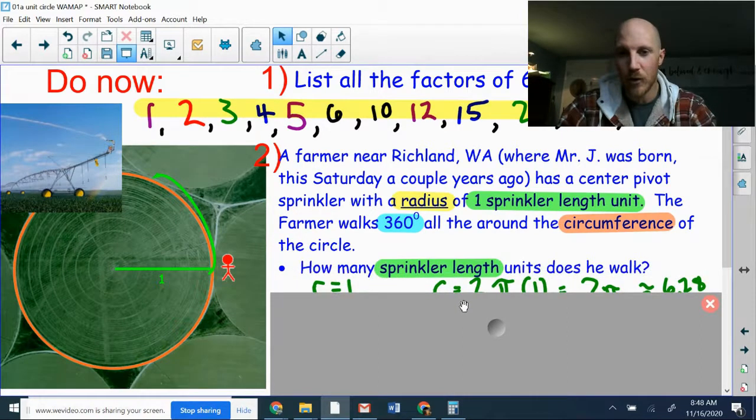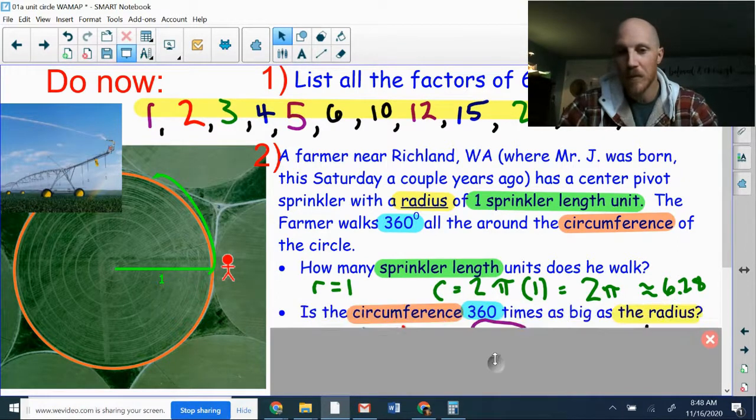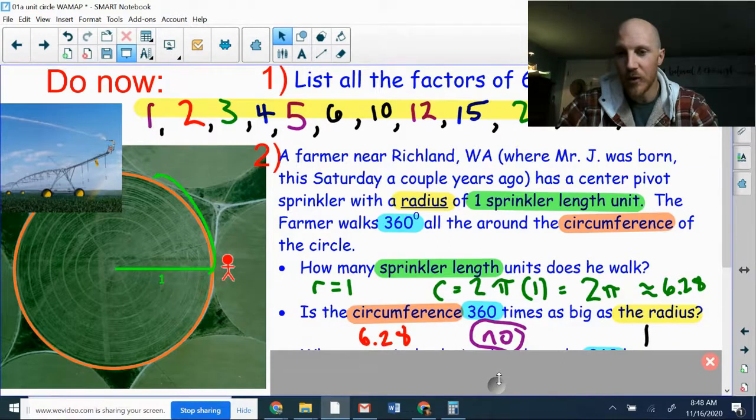How many sprinkler length units does the farmer walk? Well, if the radius is 1, and we know the circumference is 2 times pi times the radius, it'd be 2 pi. Or if you prefer decimals, we can multiply 2 by pi and get 6.28. So 6.28 sprinkler length units. Is the circumference 360 times as big as the radius? Well, the circumference we just found was 6.28. The radius is 1, and that is not 360 times larger.